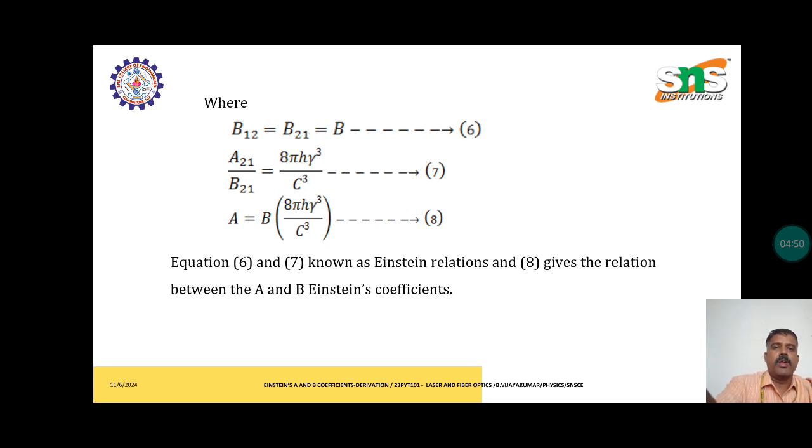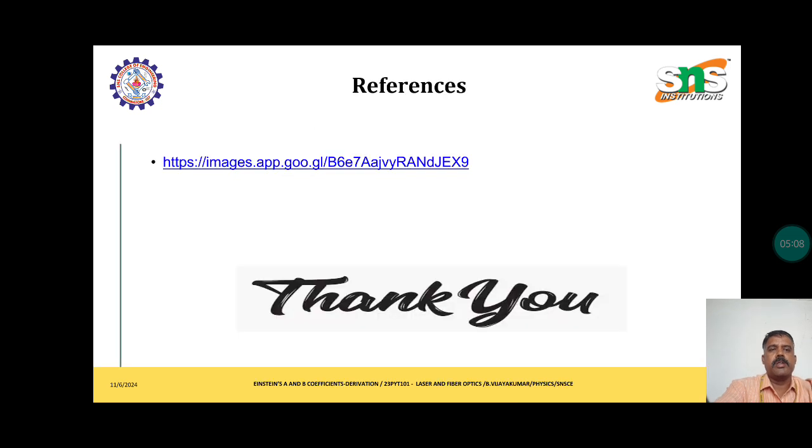The next one, A21 by B21 equals 8 pi h nu cubed by c cubed, or A equals B into the same term. So equations 6 and 7 are known as Einstein relations, and equation 8 gives the relation between the Einstein coefficients A and B. So this is a reference I prepared in the PPT.